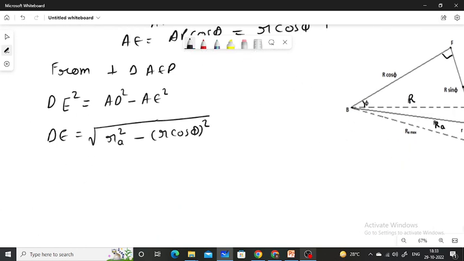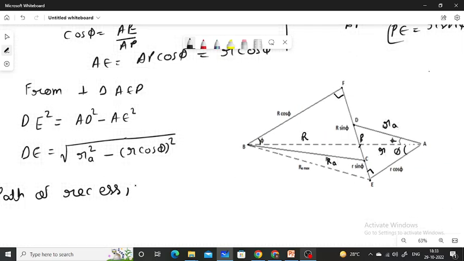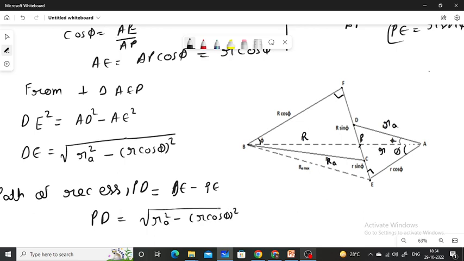Now from here, path of recess. PD, P to D distance, is known as path of recess, is equal to DE minus PE. So PD will be equal to under root RA square minus R cos phi square minus R sin phi. This will be the path of recess.